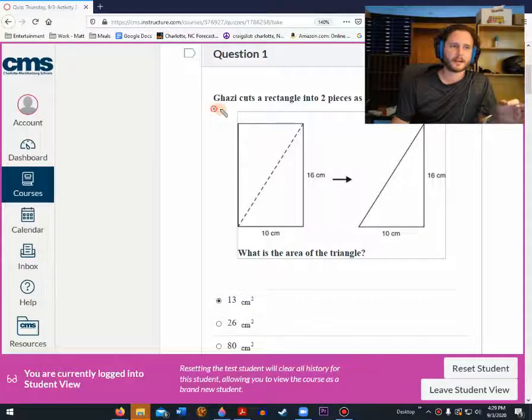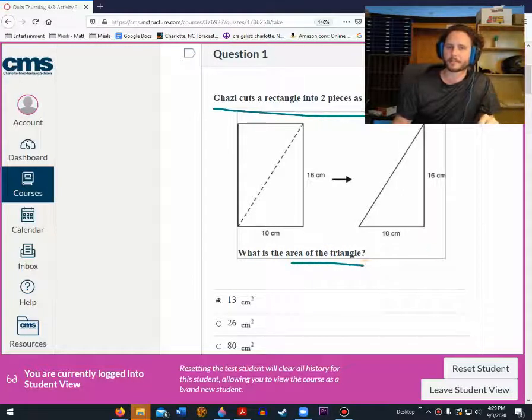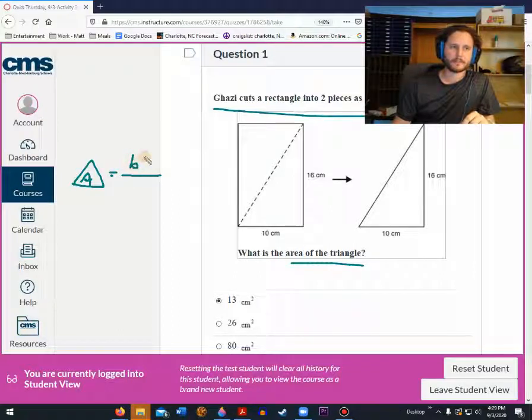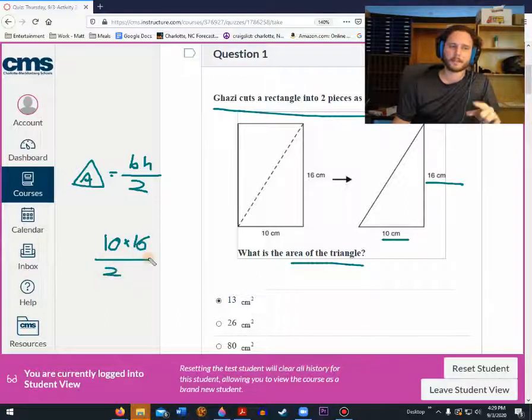Question 1, Ghazi cut a rectangle into 2 pieces as shown below, and it asks what is the area of that rectangle. Or sorry, what is the area of that triangle? Area of any triangle is going to have an area equal to the base times the height divided by 2. The base is 10 centimeters, the height is 16. So you will do 10 times 16 and you will divide that by 2. 10 times 16 gives you 160. If you divide that by 2, you get your answer of 80 centimeters squared. That's going to be the answer to number 1.